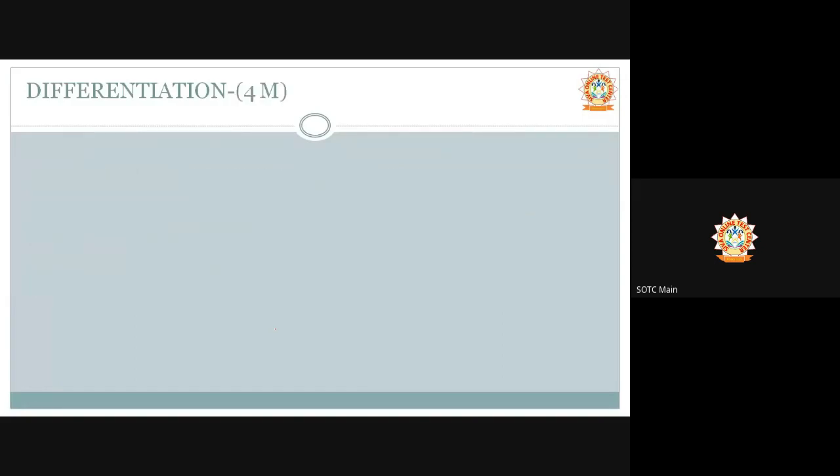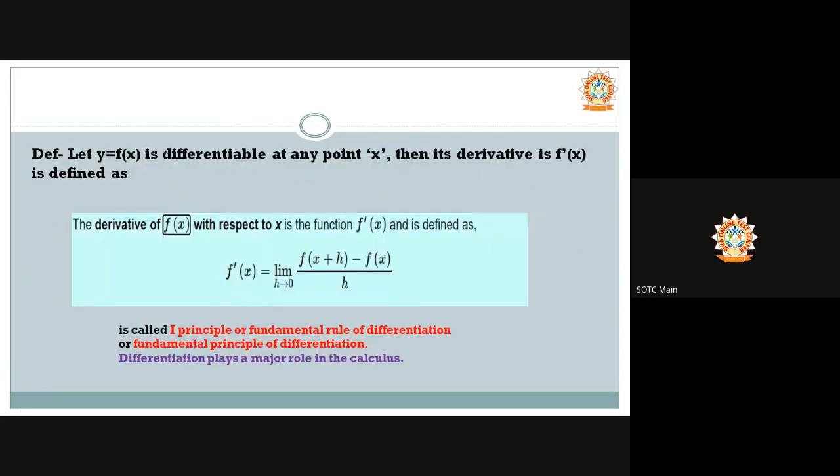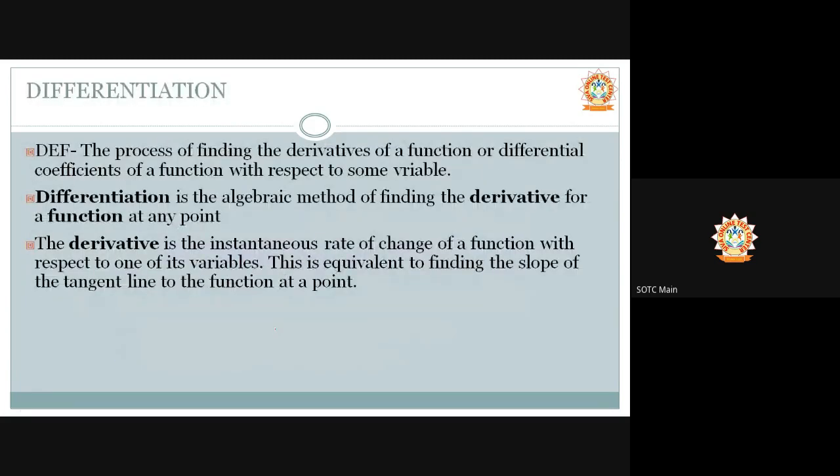Now try to see what differentiation is. Any idea? Differentiation is the process of finding the differential coefficients or derivative of a function with respect to one of its variables, right? So differentiation is finding the derivatives, or we can say differential coefficients. So what is this derivative? Derivative is nothing but the instantaneous rate of change of a function with respect to one of its variables.